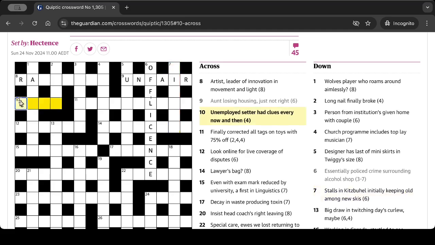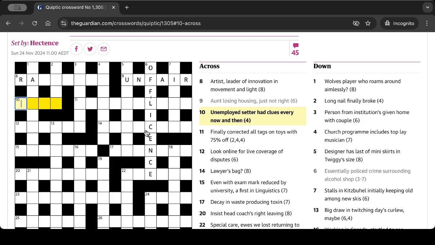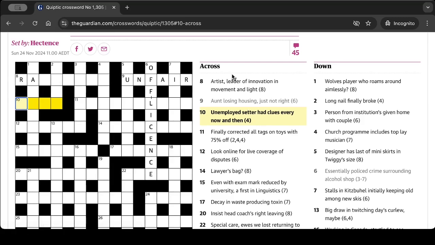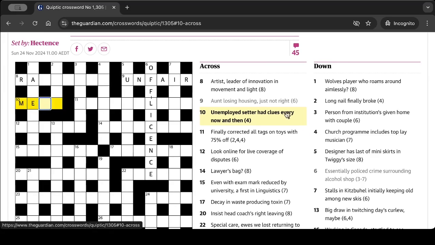10 across is nice and short. Let's take a look at that. Unemployed, setter, had clues every now and then. So the straight part is probably unemployed or every now and then. Setter is a word that's commonly abbreviated to me or I, because the setter is me or I, the person who's writing the crossword. So if it was the setter, something like M-E, and it had the clues every now and then, what we might be seeing is something like the alternating letters of clues.